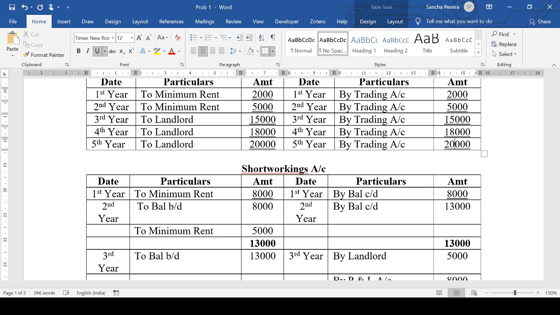So the only difficulty was in the third year because of the recoupment and the transfer of short workings, and the carry forward of short workings.